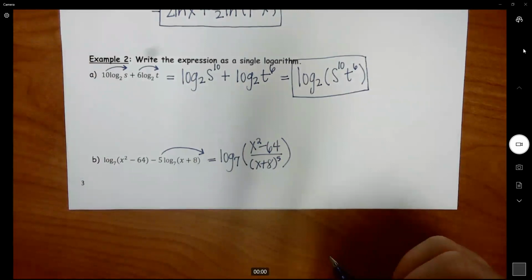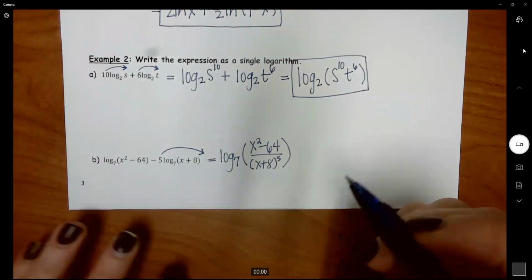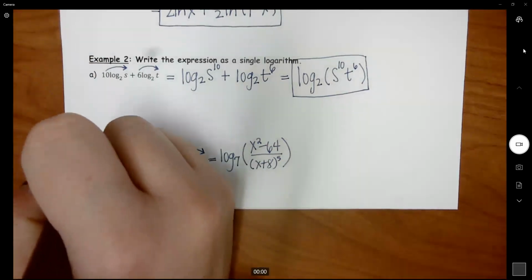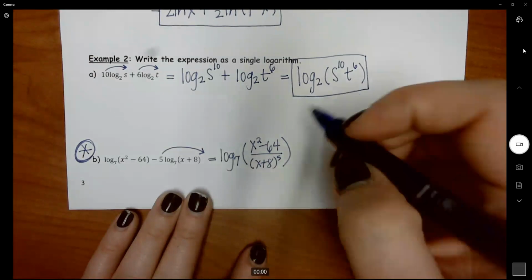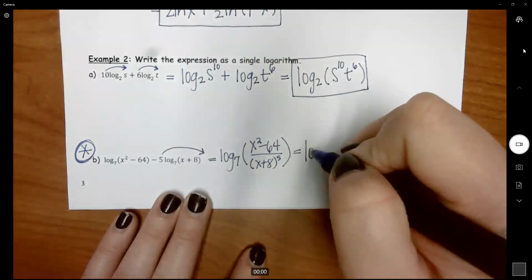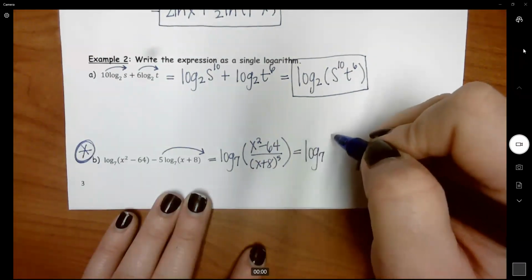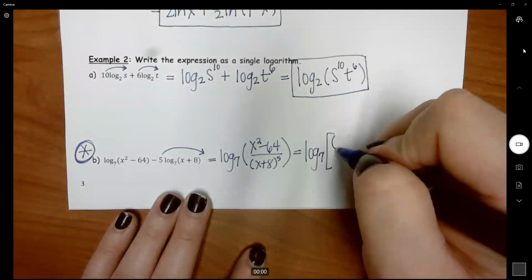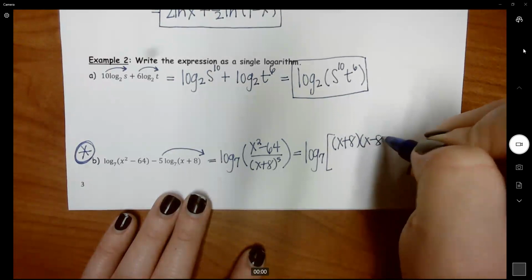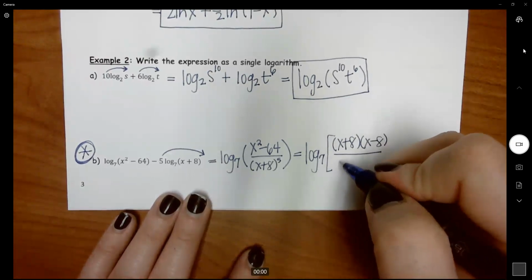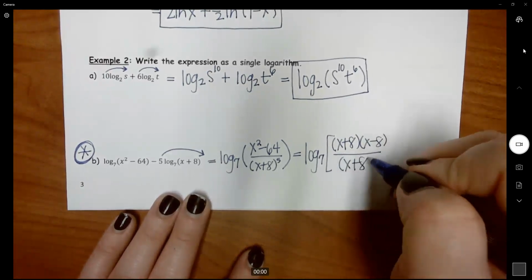Now you might think that we are done, but we can simplify this further. If you want to star this, this is a test question. This is a difference of squares that factors to x plus 8, x minus 8. I'm going to keep this all over x plus 8 to the 5th.